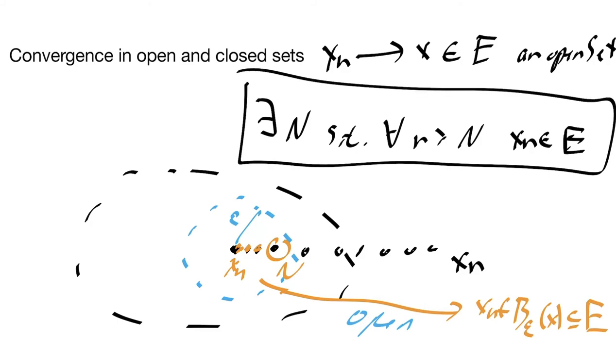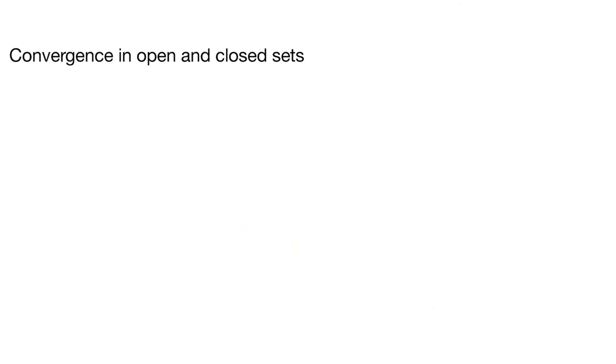Once you have something converging to something in an open set, you can cut off that sequence at some point, and every point after that in the sequence must be in that open set. Closed sets have kind of a converse to this, which is an interesting result.